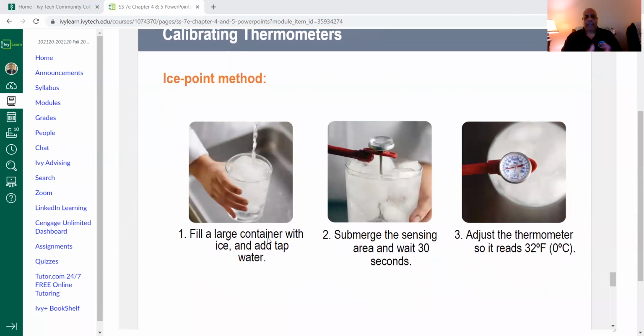Now for the ice point method, what you do is fill a large container with ice and add tap water. And you submerge the sensing area and wait 30 seconds. Then you adjust the thermometer so it reads 32 degrees Fahrenheit. And for you all who love the Celsius scale, that is 0 degrees Celsius.